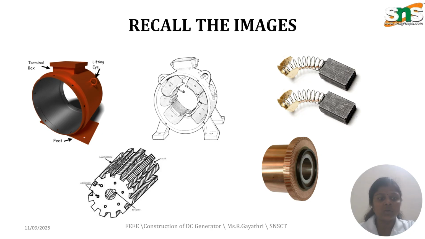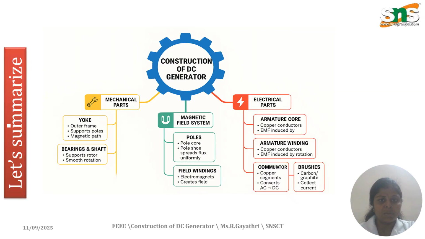Now we can do an activity related to what we have discussed. See the images and name the parts related to the images. Let us summarize what we have discussed. We have discussed the construction of DC generator, which has mechanical parts and electrical parts, as well as a magnetic field system.